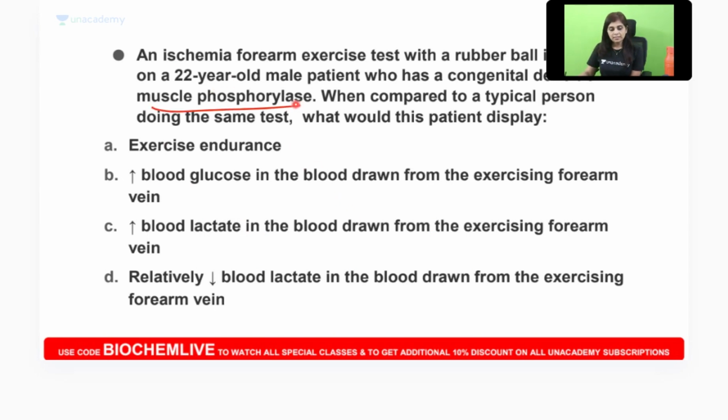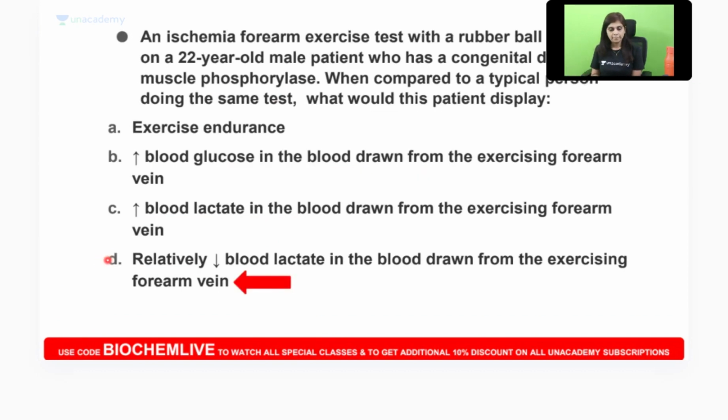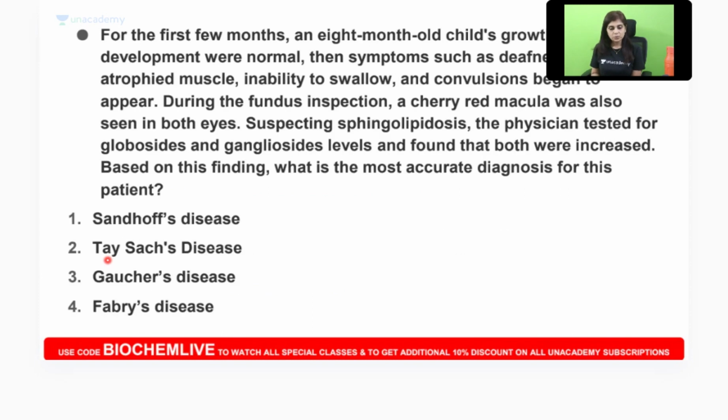In McArdle's disease, will there be an increase in blood glucose in the blood drawn from the exercising forearm vein? No. Will there be an increase in blood lactate level? No glycolysis. Will there be a relatively low blood lactate level? This is true. Okay. So this is the first question.